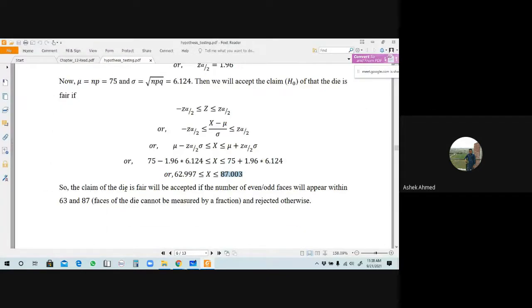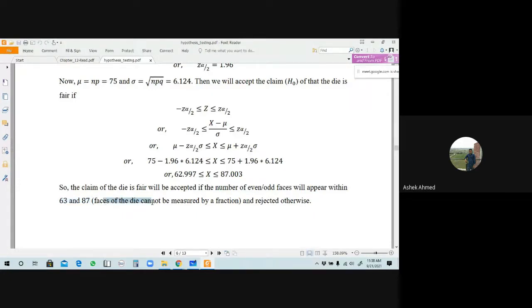The claim of the die is fair. So the claim of the die is fair, we will accept it if the number of odd or even faces will appear within 63 and 87 এর মধ্যে হয়। তাহলে এখন এটা মানে কি, this nearest to 63 and this nearest to 87. The sum of the two faces will be কত? Two faces will be 150.